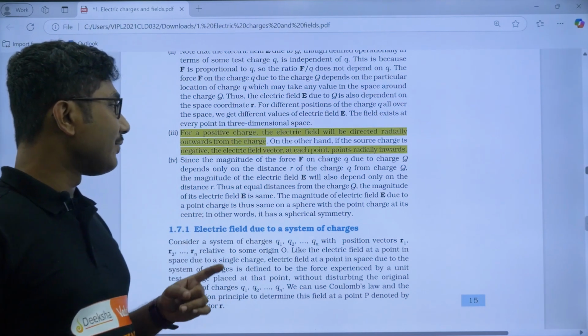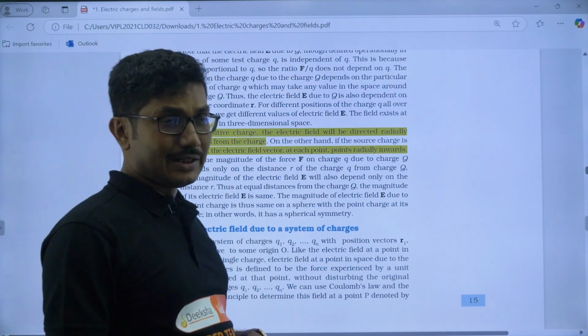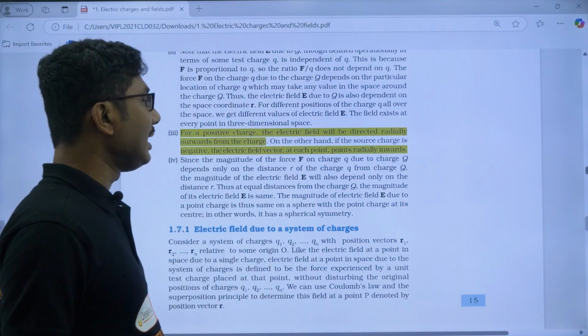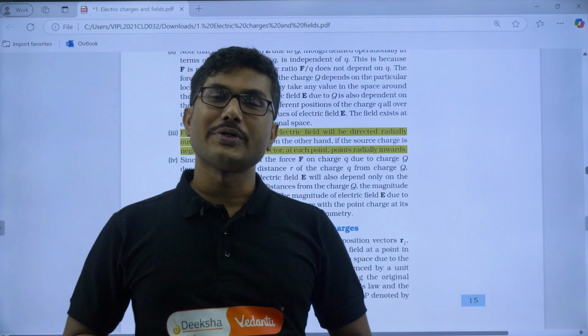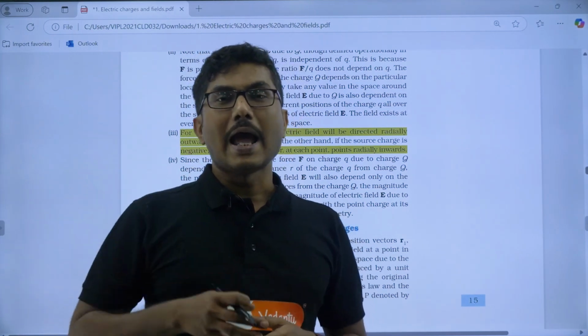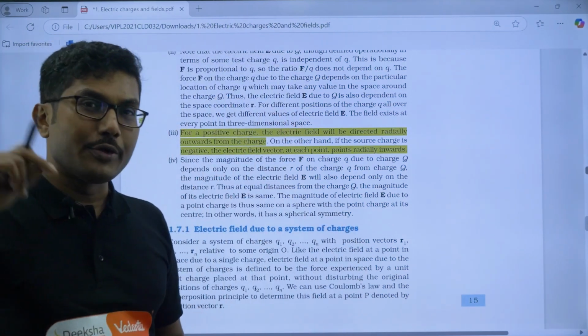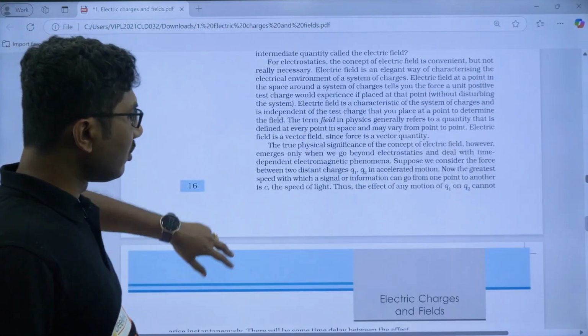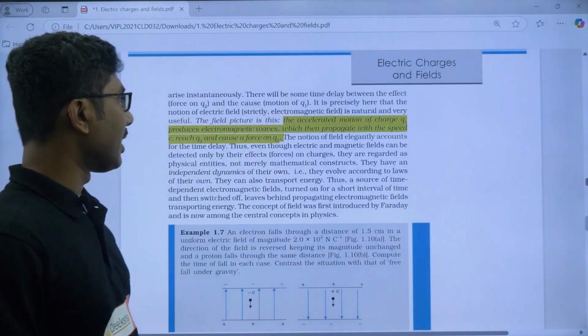For a negative charge, the field vector at each point points radially inwards. So this is like electric field lines, which we will see in a while. The electric field for a positive charge is going outward, and for a negative charge it is going inward. These are all the important things. From this, you can ignore this part until this part.